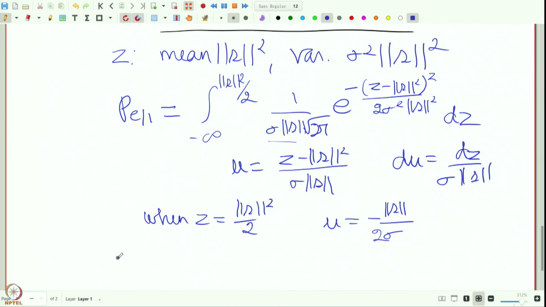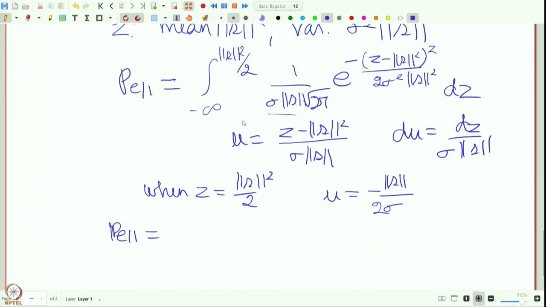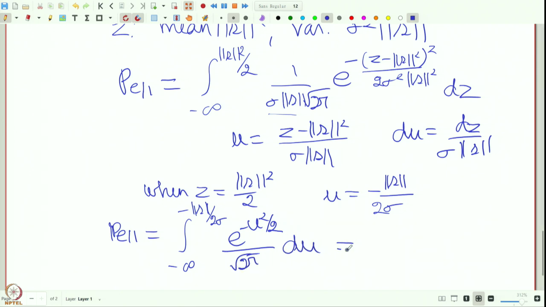Okay. This means my PE given 1 is going to be, the signs don't change, nothing changes over here, minus infinity to minus norm S by 2 sigma e power minus u square by 2 upon root 2 pi du. This is equal to, and even though the limit is from minus infinity to minus norm S by 2 sigma, because of the symmetry of the Gaussian, it is equivalent to integrating from plus norm S by 2 sigma to infinity. This will also be Q of norm S upon 2 sigma.